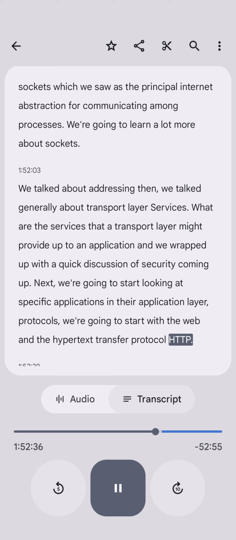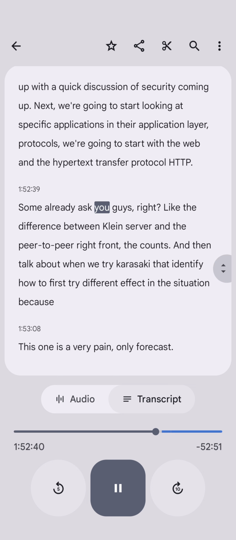For this section, to bring out some of the key concepts, some I already asked you guys, right? Like the difference between the client server and the peer-to-peer, the pros and the cons. And then talk about when we try to have the socket, the identifier, how to specify different sockets in different situations. Make sense?